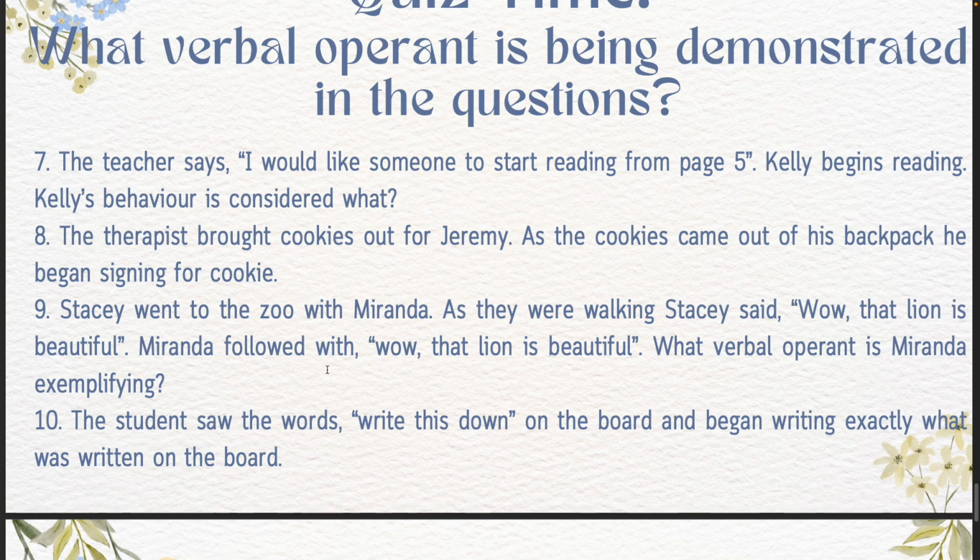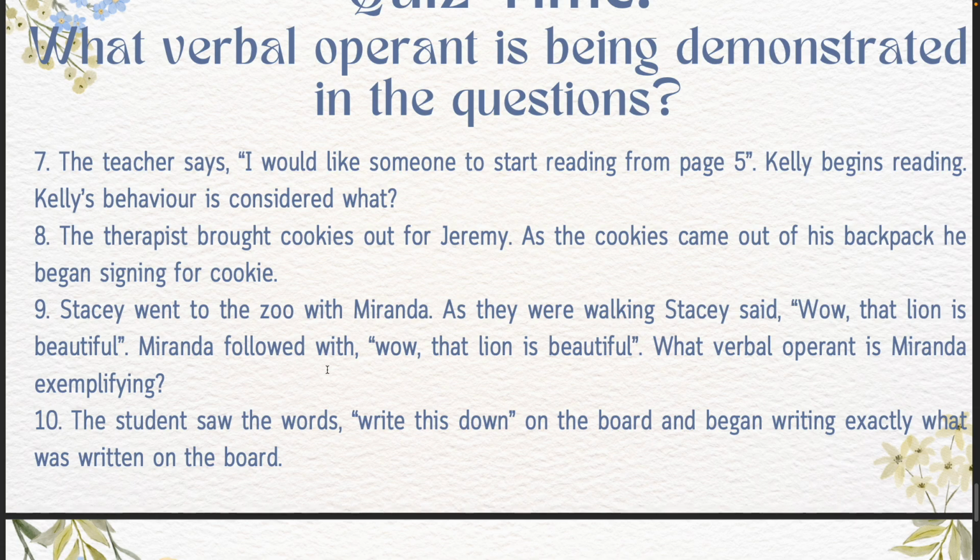9, Stacy went to the zoo with Miranda. As they were walking, Stacy said, wow, that lion is beautiful. Miranda followed with, wow, that lion is beautiful. What verbal operant is Miranda exemplifying? And I'm going to leave this question to you. Please comment down below what verbal operant is being exemplified in question number 9.